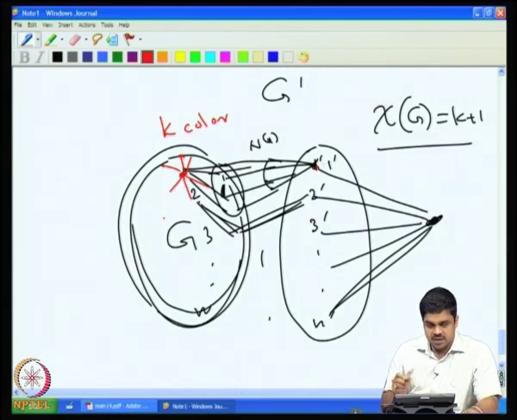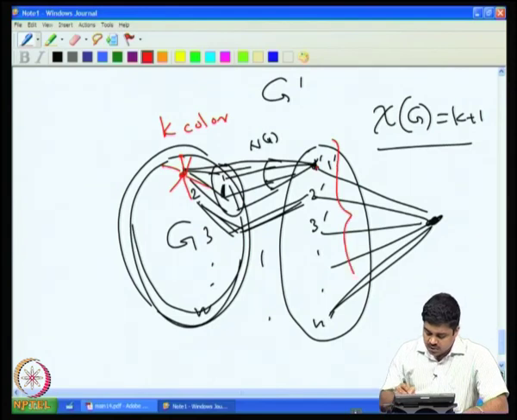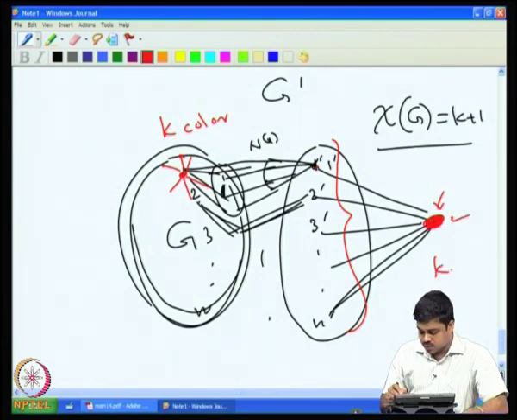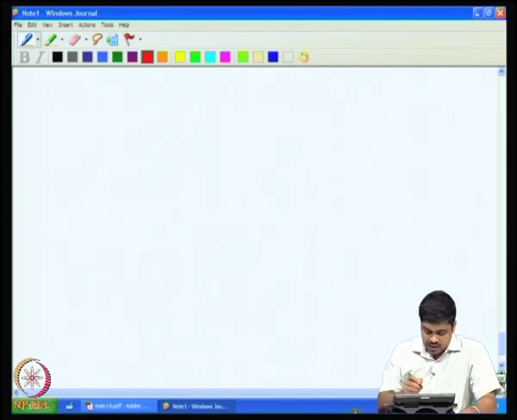Similarly, 2 dash can share the color of 2, the same color. And 3 dash can take the color of 3 and so on, because their neighborhood is the same. So there won't be any conflict, and between them there is no edge. Now you see that you can always use a new color for this last vertex, and that will make it k plus 1 colorable. But then how do I show that it cannot be colored in fewer colors?